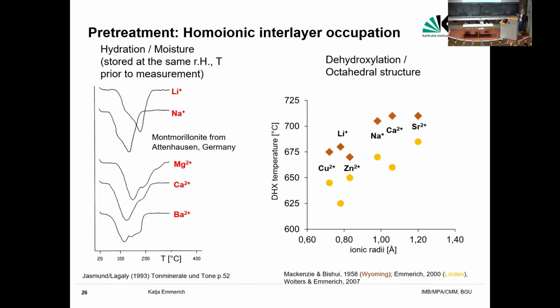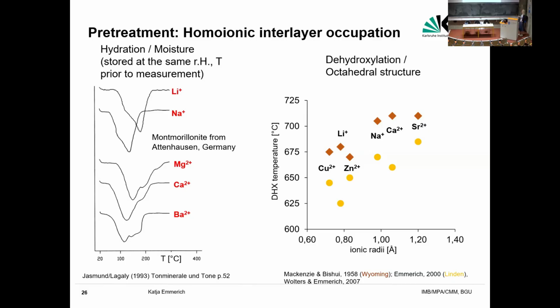steps. So this sample probably was stored at higher relative humidity, so no information is provided for this figure, but you see a huge difference which is related to the hydration properties of the interlayer cation, but it's the same montmorillonite.